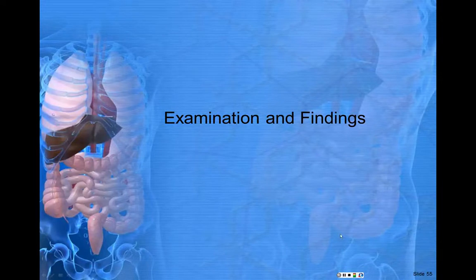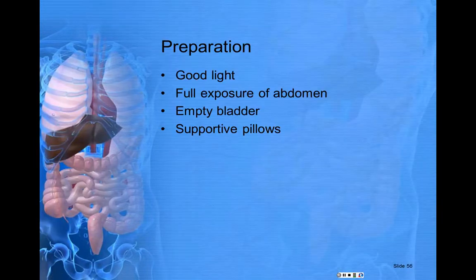Okay, we're going to get started on part 2 of the abdomen, looking at examination findings. So it's helpful to have a good light, of course. Make sure that your patient is fully exposed so that you can carefully examine their abdomen and that they have an empty bladder. Some supportive pillows under their knees are usually helpful to reduce any kind of stress on the abdominal musculature.